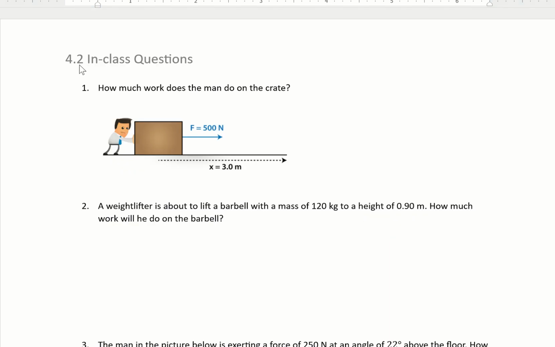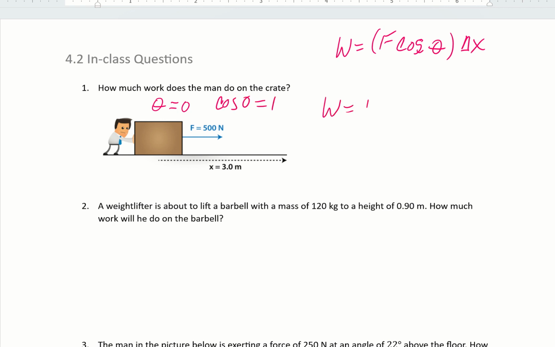Okay, these are the questions we did in class for 4.2. Sometimes we're going to see a force on an angle, and so it's going to be important to consider that angle. If you remember, when we add an angle into the mix, we're using this equation where we have to take the cosine of the angle of the force into account. With this one, we have a guy pushing a box and it's parallel to the motion. He's pushing with a force of 500 newtons and a displacement of 3 meters. Now, remember, if you're pushing parallel with the motion, then theta equals 0, and cosine of 0 is 1. So work is F cosine theta delta x.